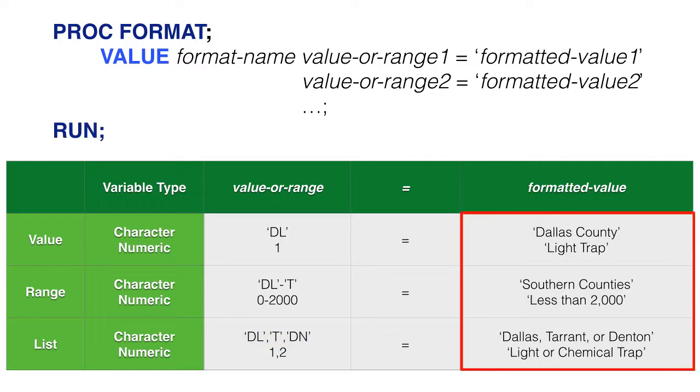The formatted value is always a character string. It doesn't matter whether the format is being applied to a character value or a numeric value. The character string can consist of any type of character. Usually, each formatted value is enclosed in quotation marks as shown here. However, SAS does not require the quotation marks for the formatted value.